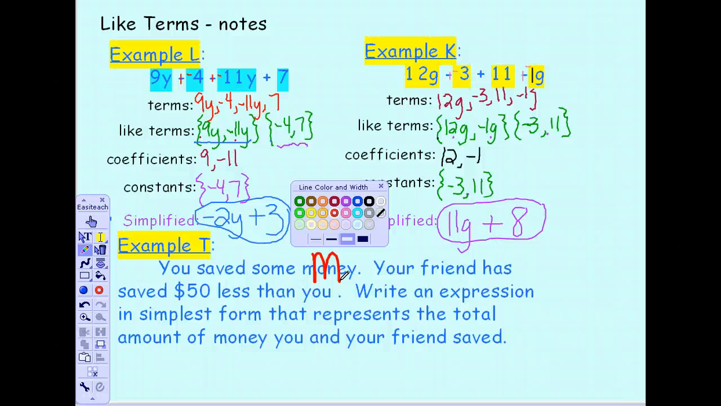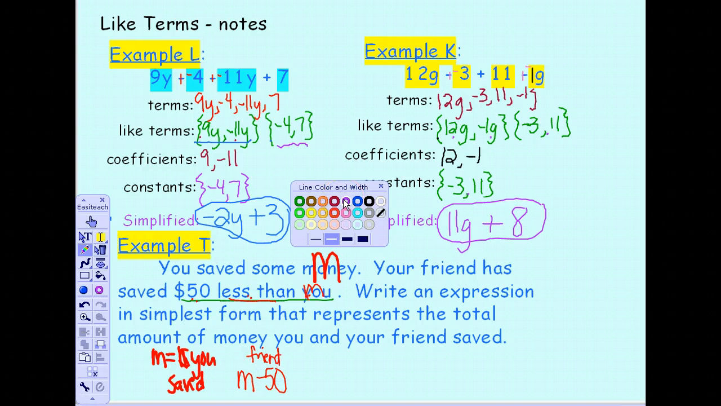Your friend has saved $50 less than you. Since your amount was M, I'm going to put M equals money you saved. Since we don't know, I'm going to get a different color here. Your friend was 50 less than you. Your amount was M, so your friend was 50 less than M. To write 50 less than M, M minus 50.